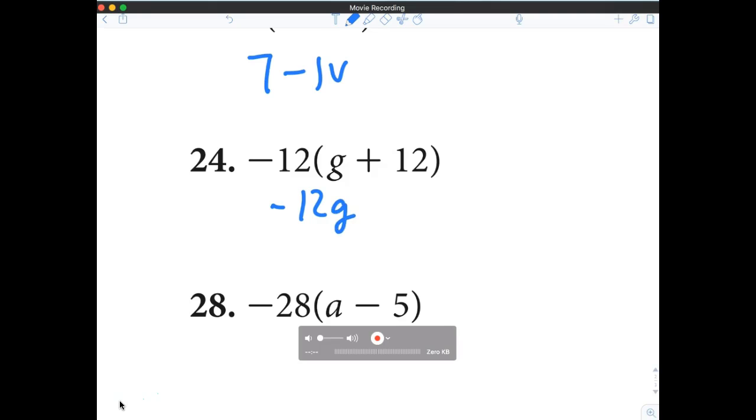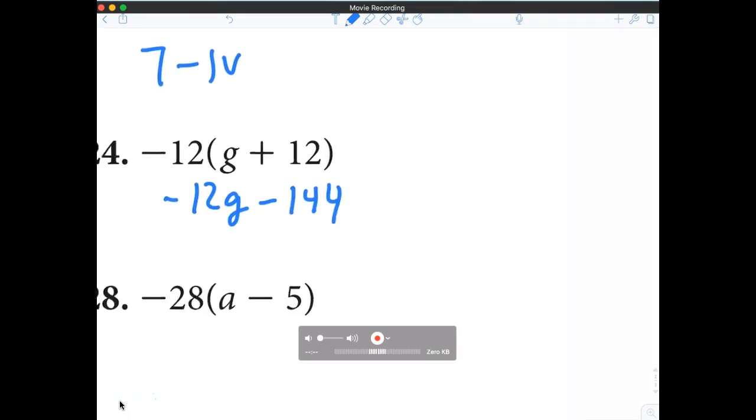You remember what 12 times 12 is? Yep. 144. Is it going to be positive or negative? Yes. Negative 12g minus 144. Perfect. All right. Ben, you're up.